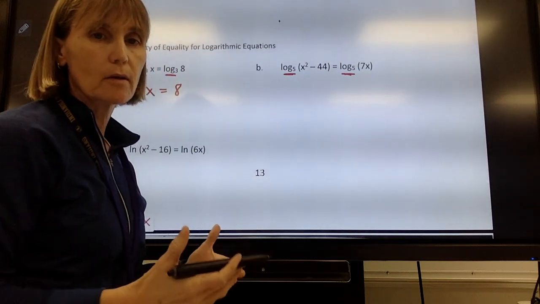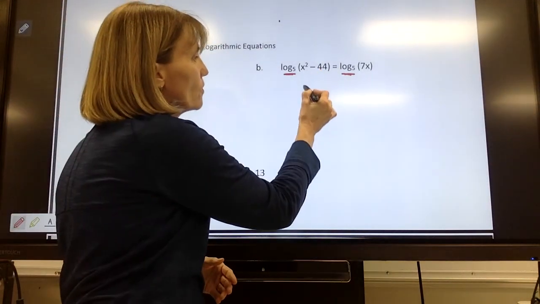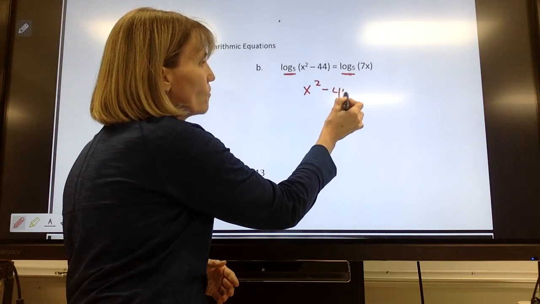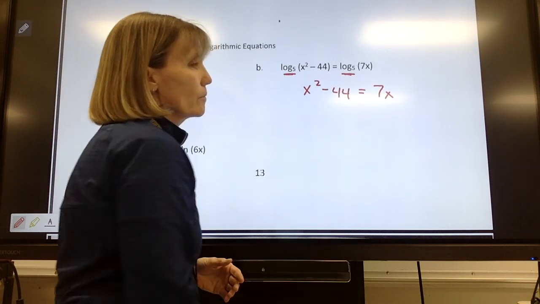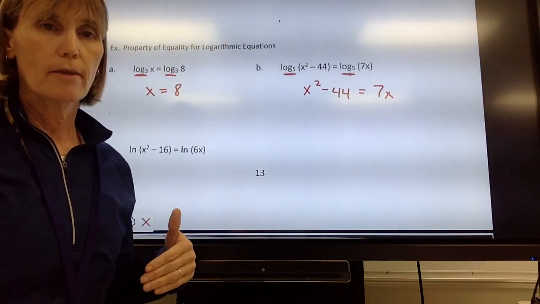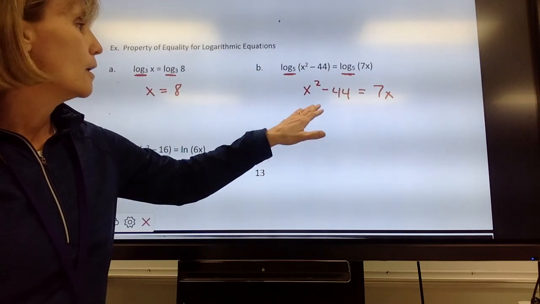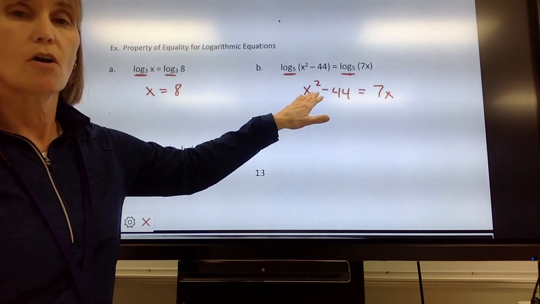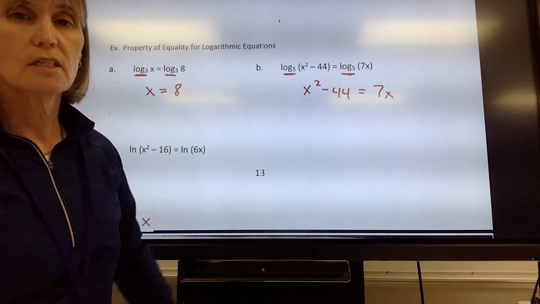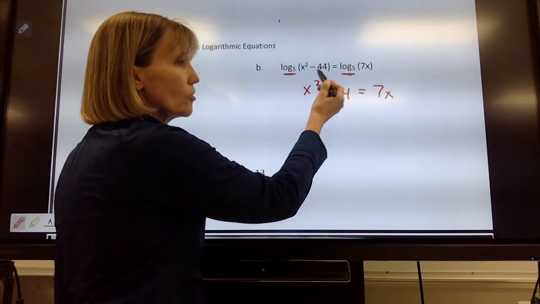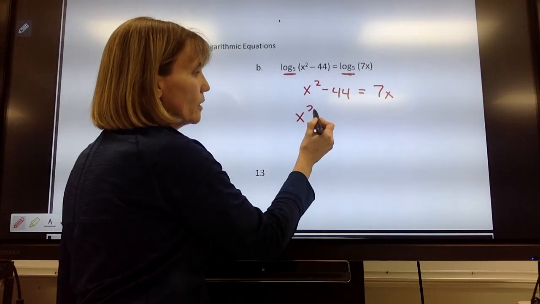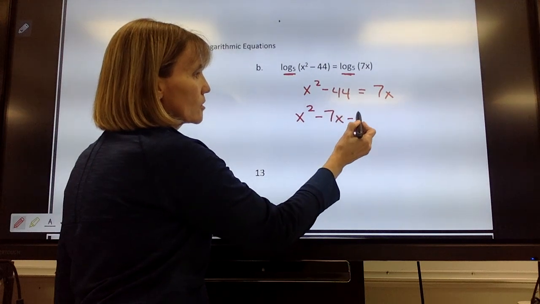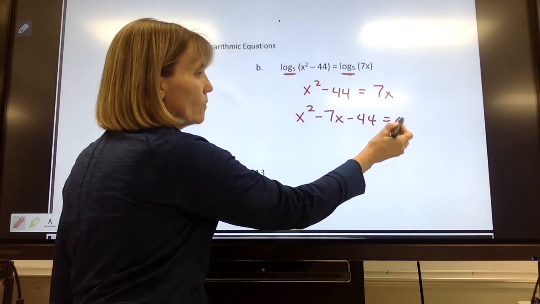Well, if they have the same log base, that means this part of the equation, x squared minus 44, has to equal 7x. You've got to think back to your Algebra 1 days, and we've done this a few times this year. How do we solve a quadratic? It's got something that's to the second power. We want to move our terms to the same side. So we're going to get x squared minus 7x minus 44 equals 0.